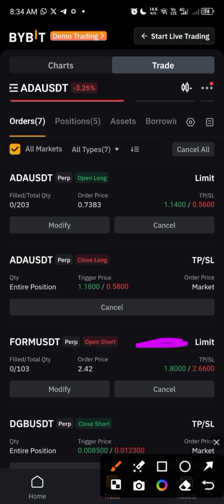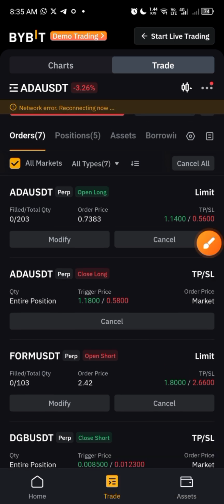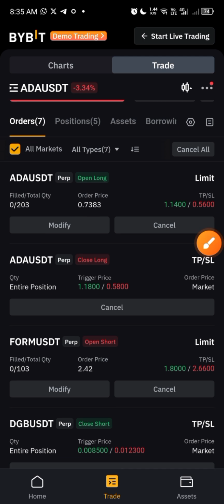So guys, this is just how you enter the trade on futures. Everything I've done here on this demo account, you can do it on your real account as well. I believe you've understood what to do now, so that you don't come asking me questions on my DM, telling me how do I take this trade.